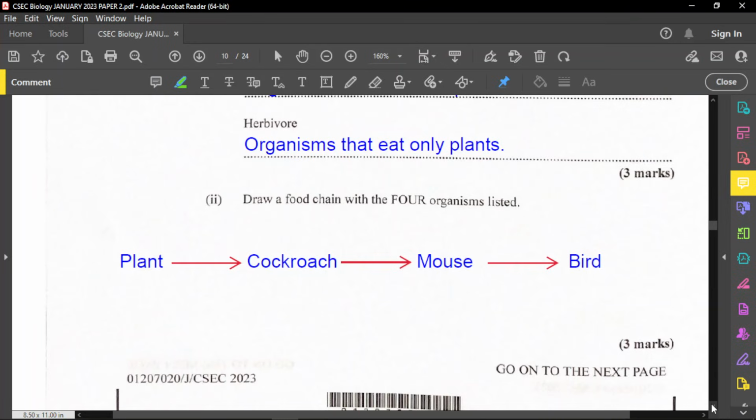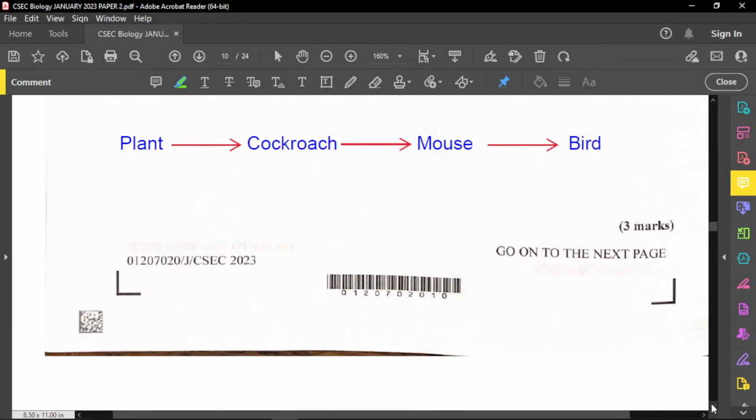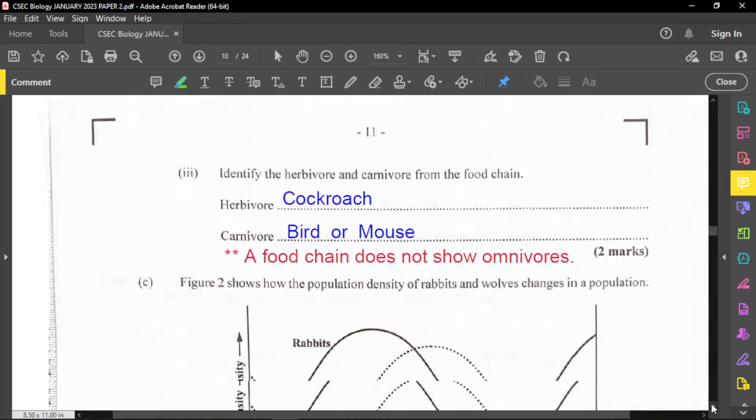And so the plant will be first, then the cockroach, the mouse, and the bird. But I must point this out though. The mouse could also come after the bird. The bird could come before, depending on the type of bird. All right, but we just assume that the bird is a large bird compared to the mouse. And so, yeah, the bird will be eating the mouse. All right. Again, depending on the size of the bird. It didn't specify, so I just go with that order.